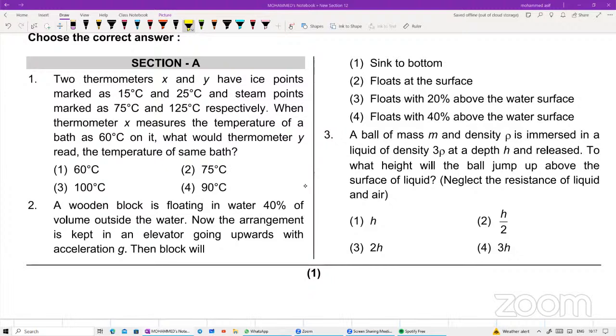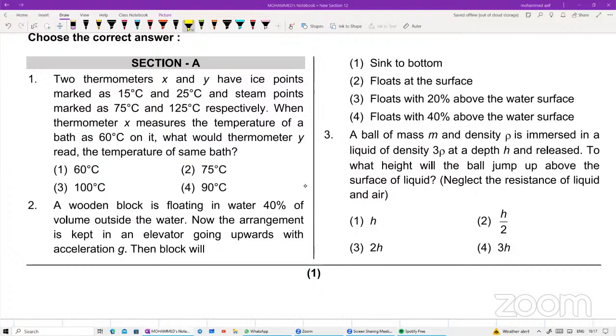Two thermometers, X and Y, have the ice points marked as 15 degrees Celsius and 25 degrees Celsius, and steam points marked as 75 degrees Celsius and 125 degrees Celsius, respectively. When thermometer X reads the temperature of a bath at 60 degrees Celsius, what would thermometer Y read for the same bath?